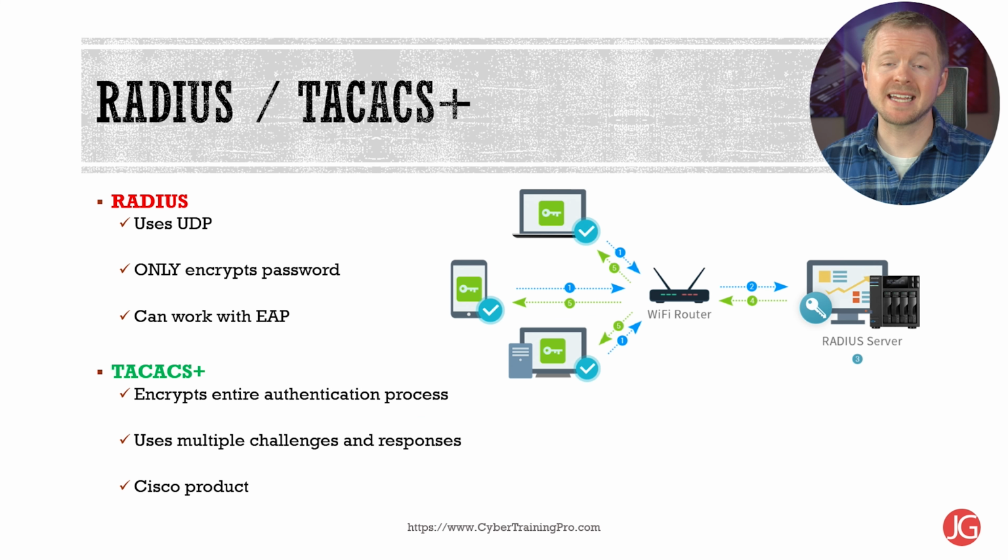Remote Authentication Dial-In Service, or RADIUS, is a centralized authentication service that can validate usernames and passwords for access. RADIUS can also reach out to other servers, like domain controllers, to validate credentials. Some of the key features with RADIUS are that it uses UDP, it only encrypts the password by default, and RADIUS can work with EAP.